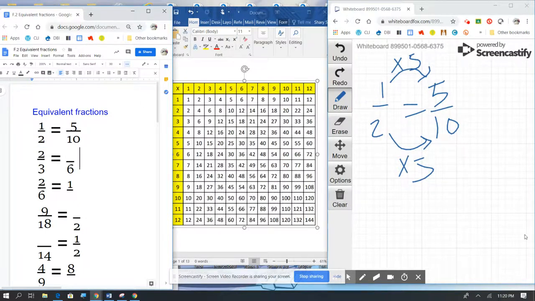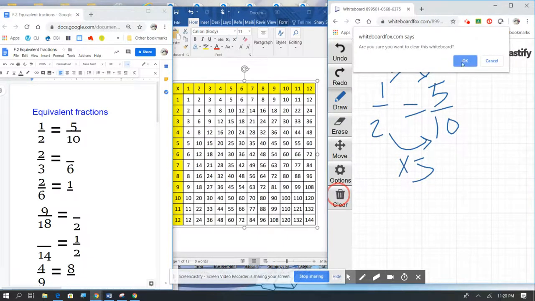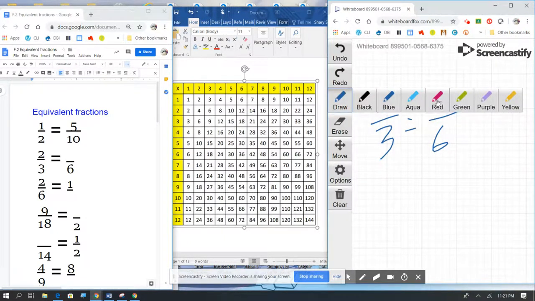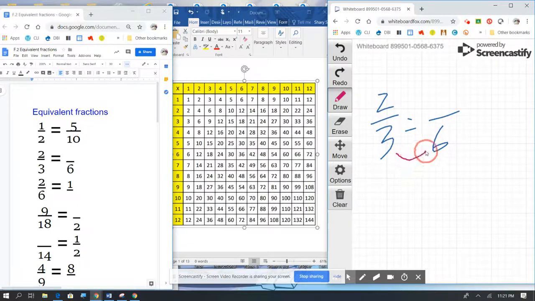Okay, next question. Not too hard, right? Okay, so with 2 over 3 equals something over 6. Again, look at the relationship here. 3 and 6 is what? Is 3 times 2, right? Is 6. So again, 2 times 2 will be 4. Therefore, your answer here will be 4.